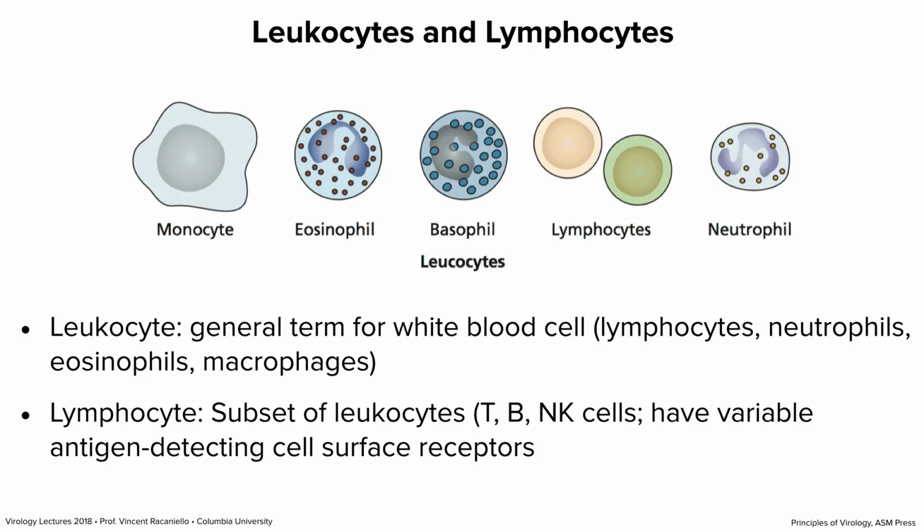And here we have two terms which I want you to understand: leukocytes and lymphocytes. What's the difference between the two of them? Well, a leukocyte is simply a white blood cell. It's a general term, and it can be lymphocytes, neutrophils, eosinophils, macrophages, all these cells that are up here. Those are all called leukocytes, white blood cells. And lymphocytes are a subset, and that specifically refers to T cells, B cells, and NK, or natural killer cells. So those are lymphocytes. They have variable antigen detecting receptors on their cell surface. And we'll talk about that a bit today as well.